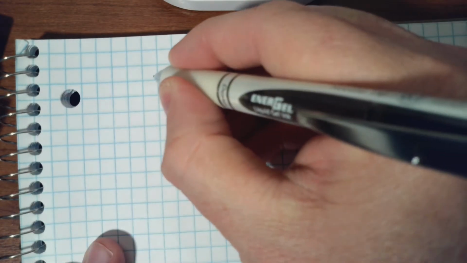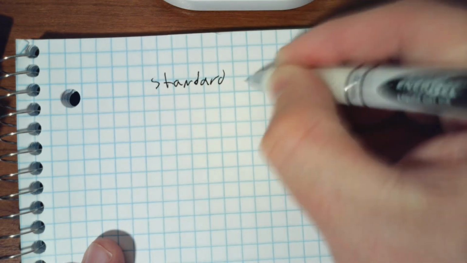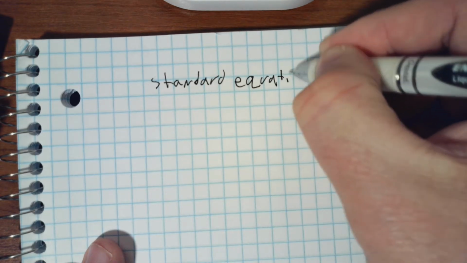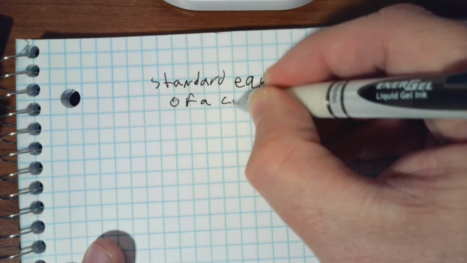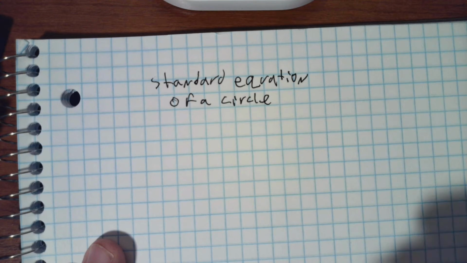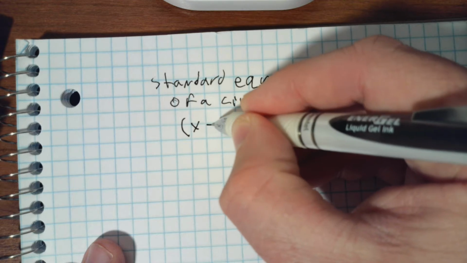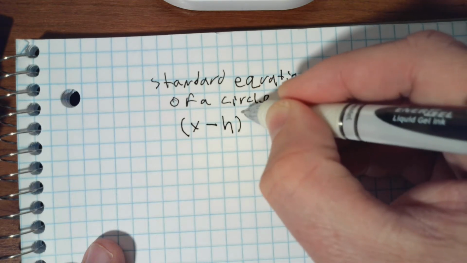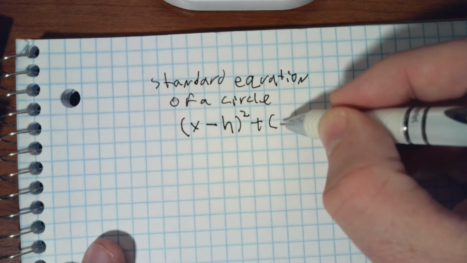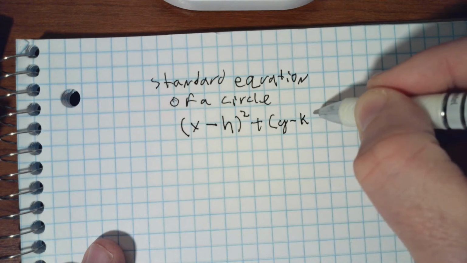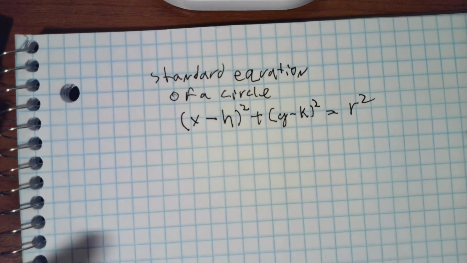So this is going to be the standard equation of a circle. Okay, and we're going to break it down, and then we're going to see what we're going to do. We're not doing much with it. So this is the equation, x minus h squared plus y minus k squared equals r squared. Okay.